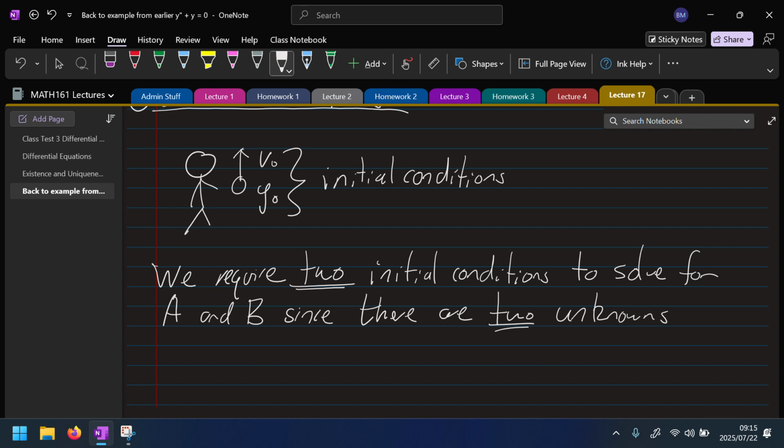Okay, so two initial conditions for two unknowns. How did we get the two unknowns? There were two linearly independent solutions. How did we get two of those? It's second order. So two unknowns, that comes from the two linearly independent solutions.